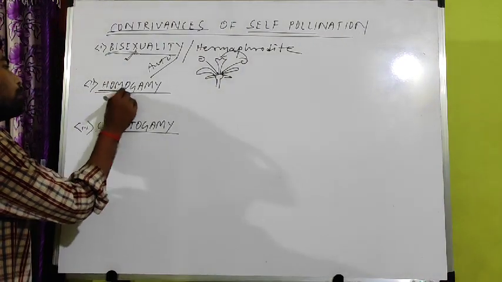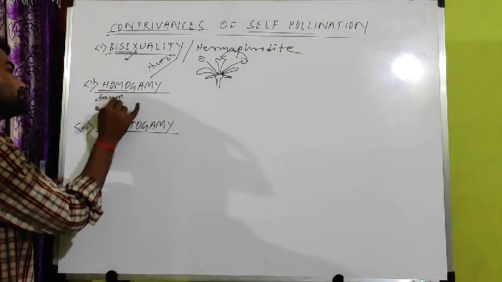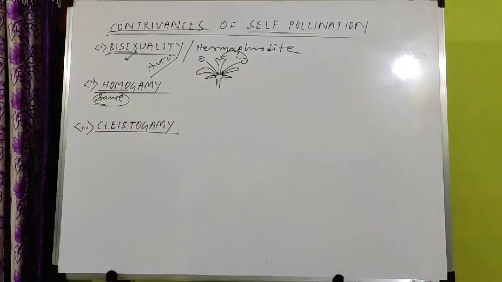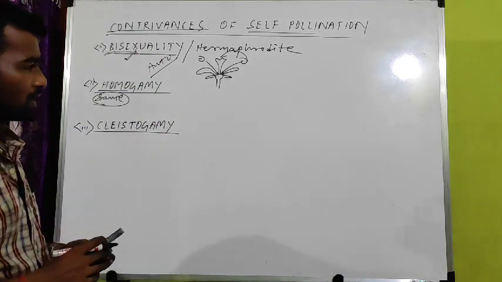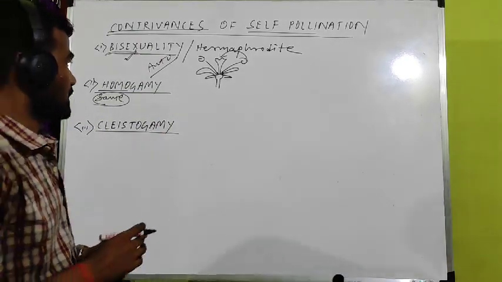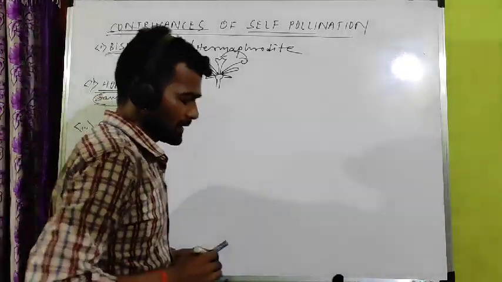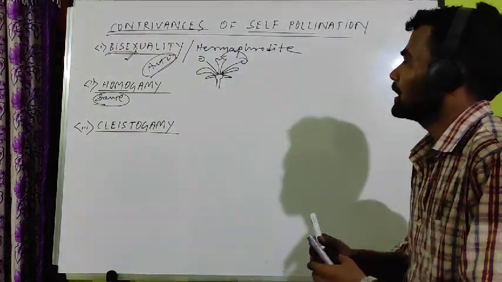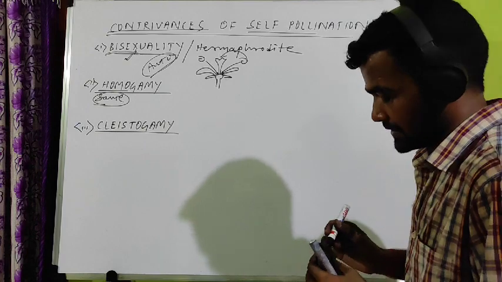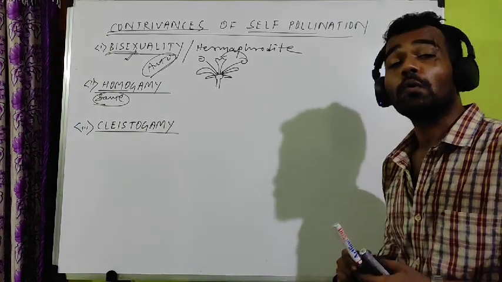Second, what is homogamy? Homo means same. We'll discuss it, but it is related to bisexual flowers. It is observed that if a flower is bisexual, autogamy takes place. Yes or no? We have discussed this. If a flower is bisexual, then autogamy takes place. But it is not always so.